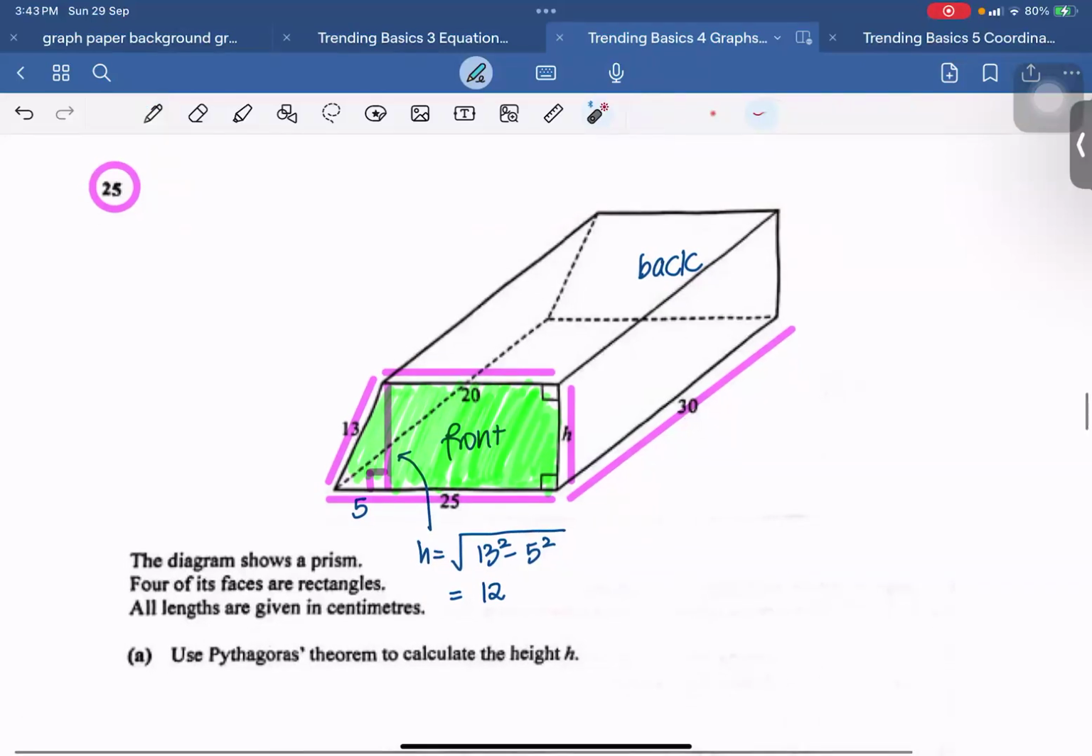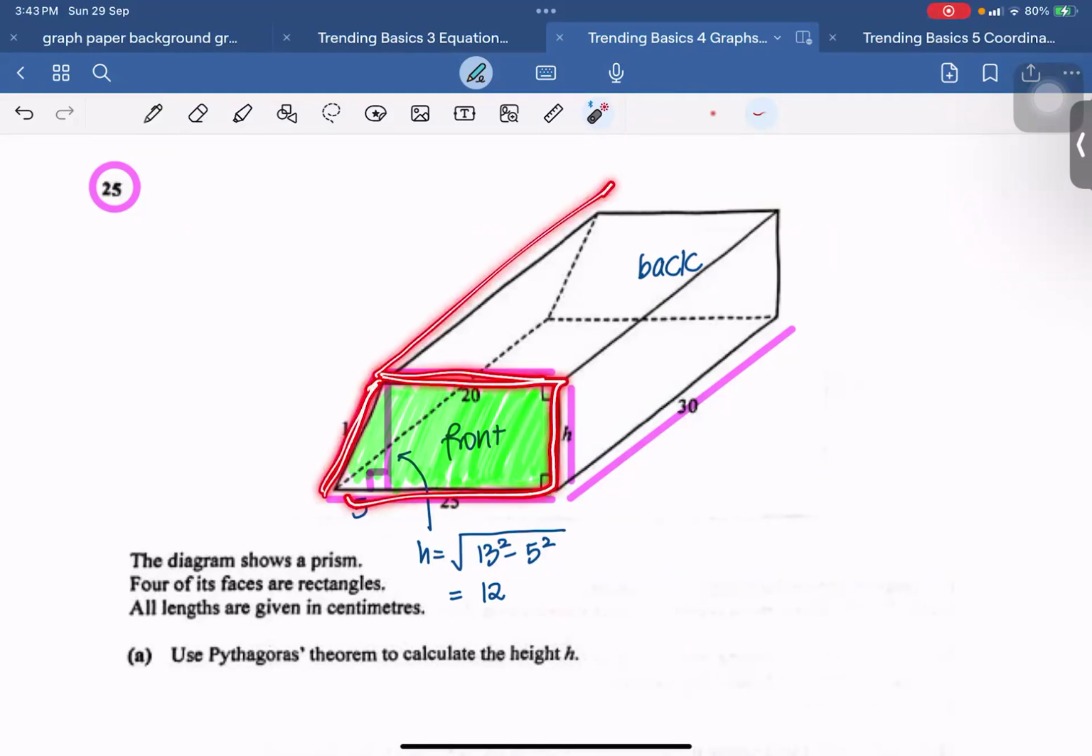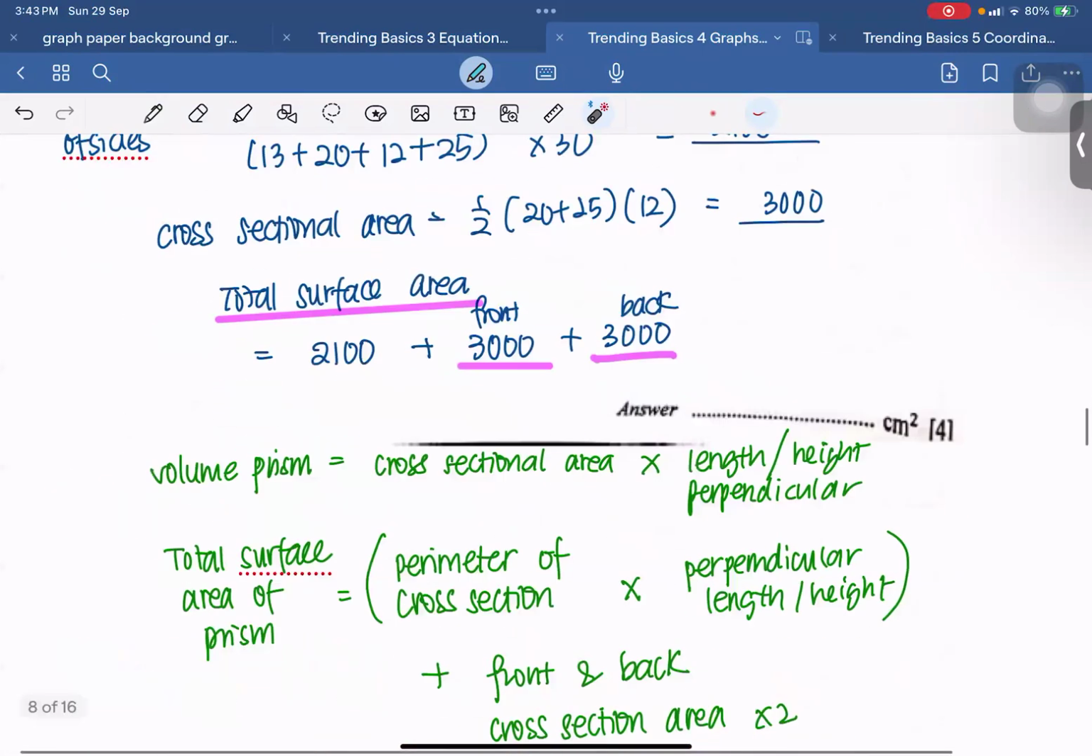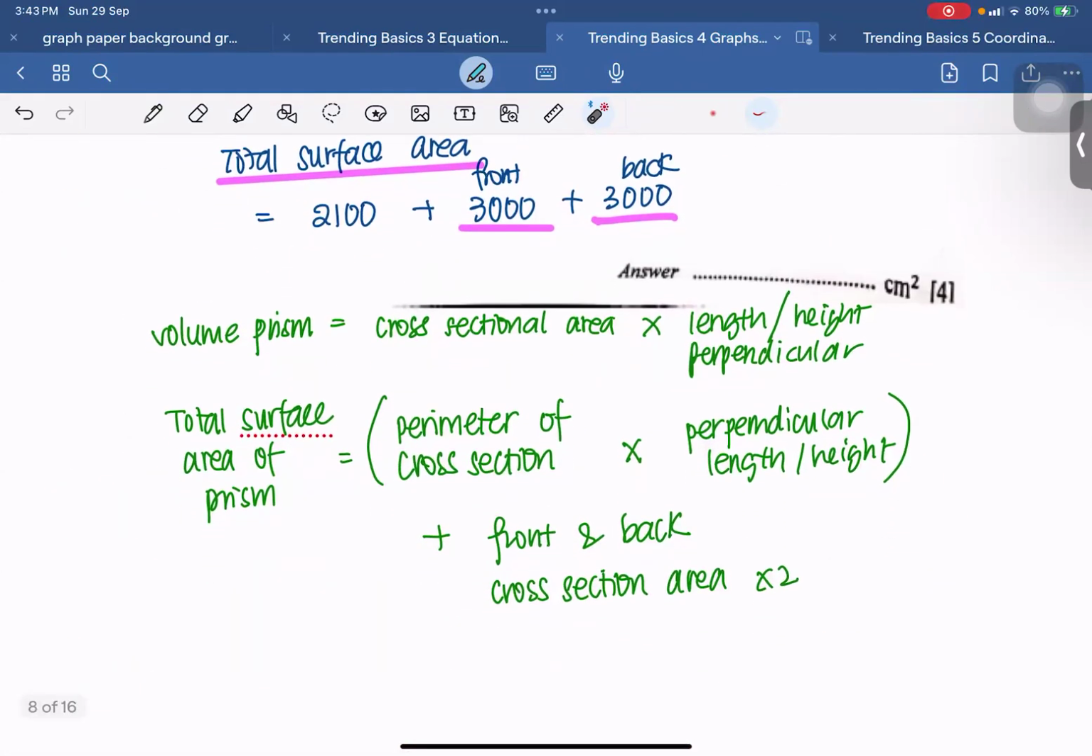If I want the total surface area, it means I want all the sides. So this side times 30, this side times 30, this side times 30, this side times 30. I'm adding up all the sides, so it's like a perimeter. Then I add the front and the back. That's how I try to understand and rationalize the concept. It's not just about the formula only.